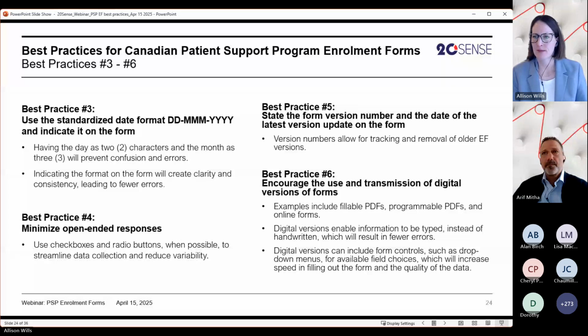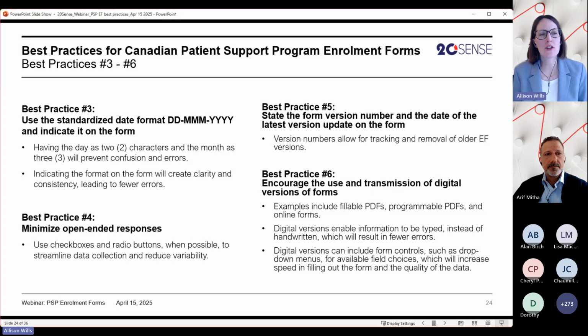Number 6, encourage the use of and transmission of digital versions of forms. Examples include fillable PDFs, programmable PDFs, and online forms. When the information is typed instead of handwritten, the quality will increase with fewer errors. Digital forms can include form controls, such as drop-down menus for available field choices, which will increase speed in filling out the forms and quality of the data. And the other point: ensure secure transmission of any form submitted digitally by email.